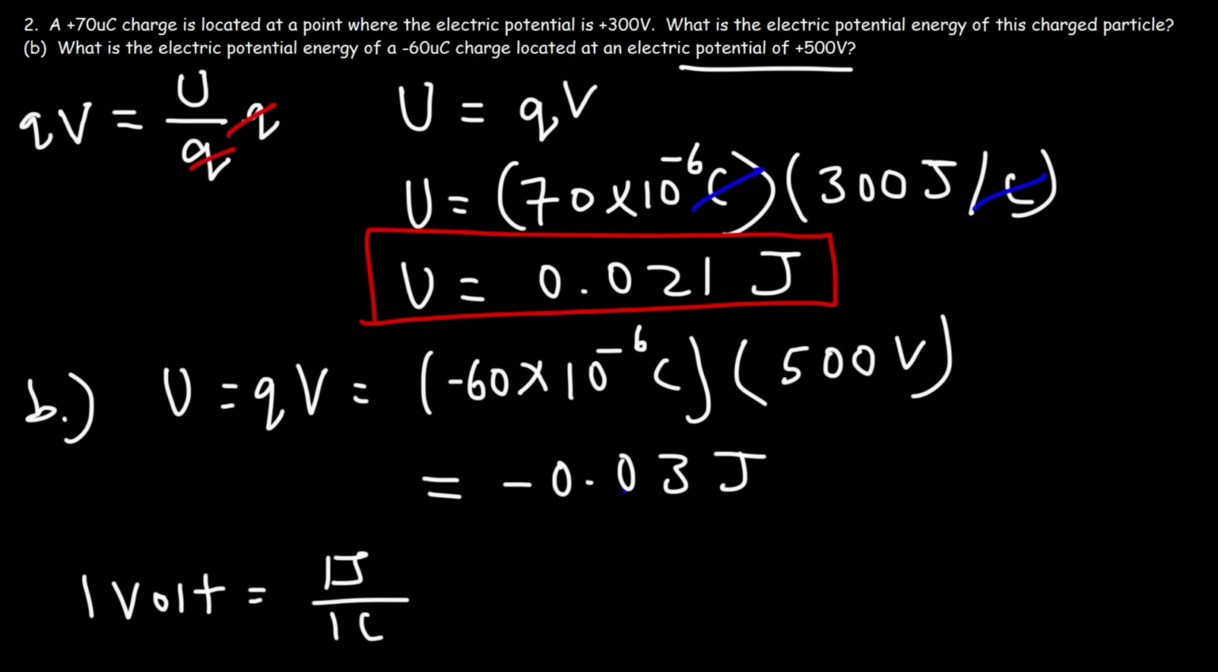So that is the electric potential energy of a negatively charged particle with an electric potential that's positive. If we had a negatively charged particle with a negative electric potential, the electric potential energy will be positive because the two negative signs will cancel.